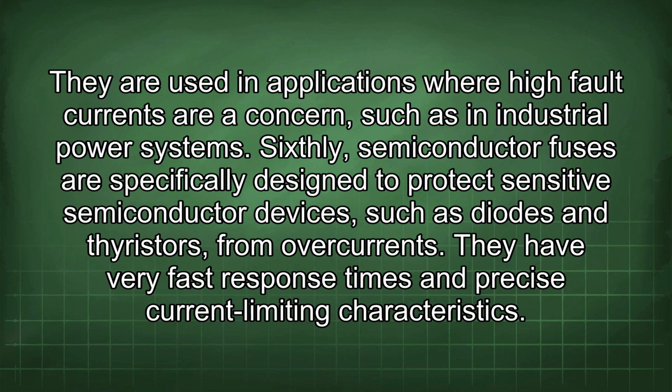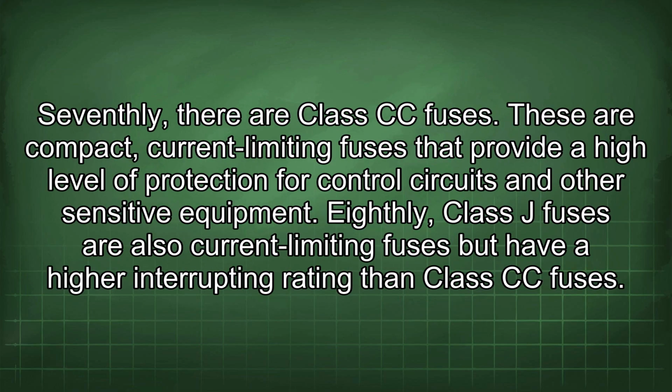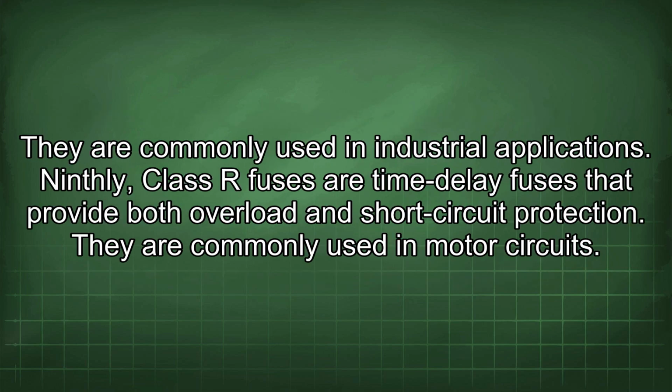Sixthly, semiconductor fuses are specifically designed to protect sensitive semiconductor devices, such as diodes and thyristors, from overcurrents. They have very fast response times and precise current limiting characteristics. Seventhly, there are Class CC fuses. These are compact, current limiting fuses that provide a high level of protection for control circuits and other sensitive equipment. Eighthly, Class J fuses are also current limiting fuses but have a higher interrupting rating than Class CC fuses. They are commonly used in industrial applications.